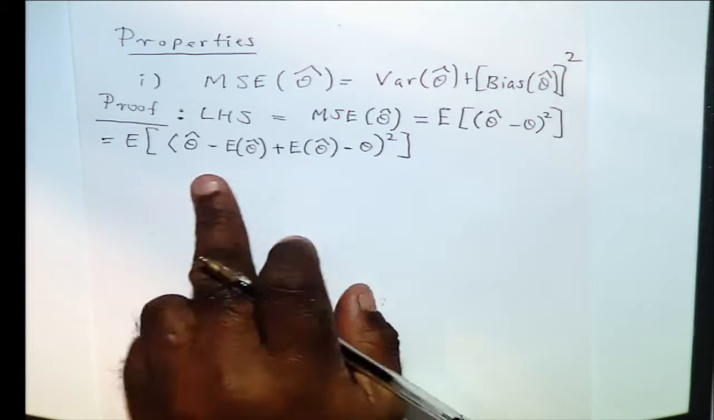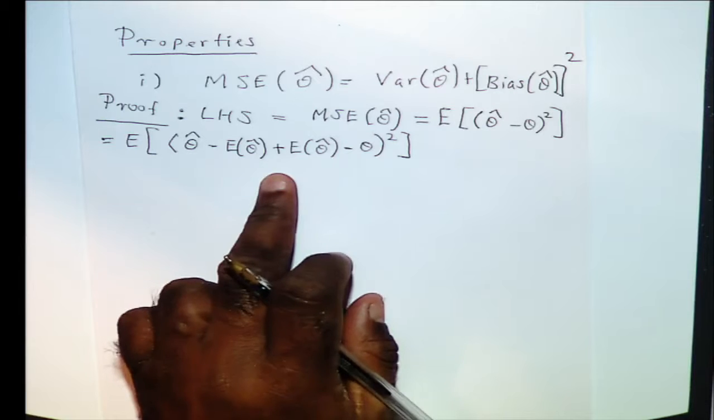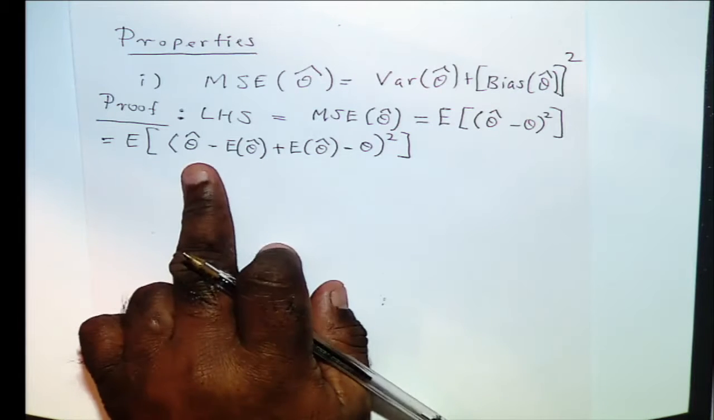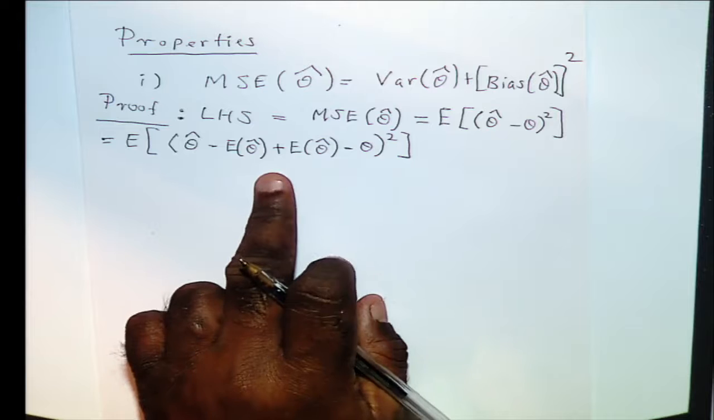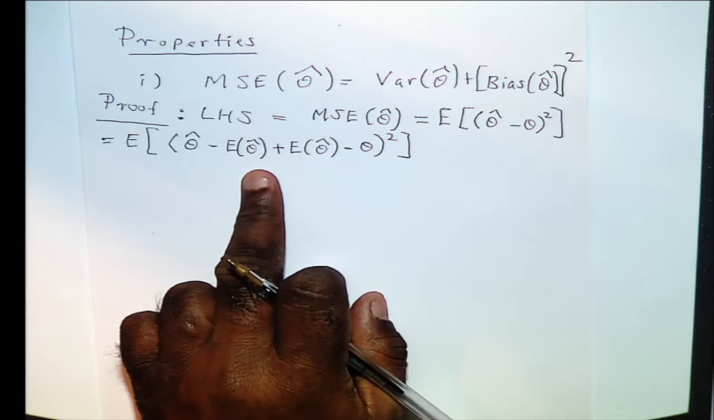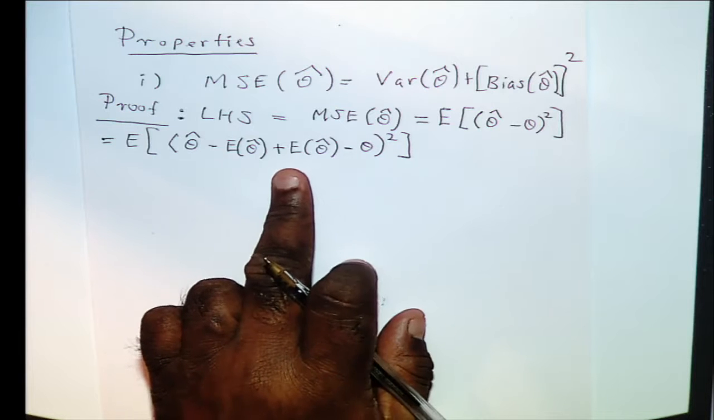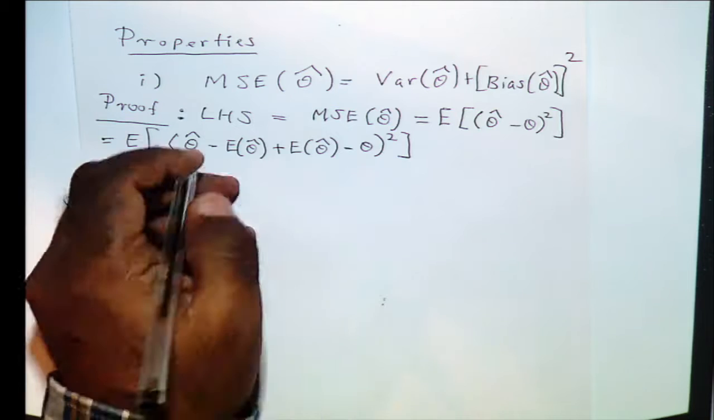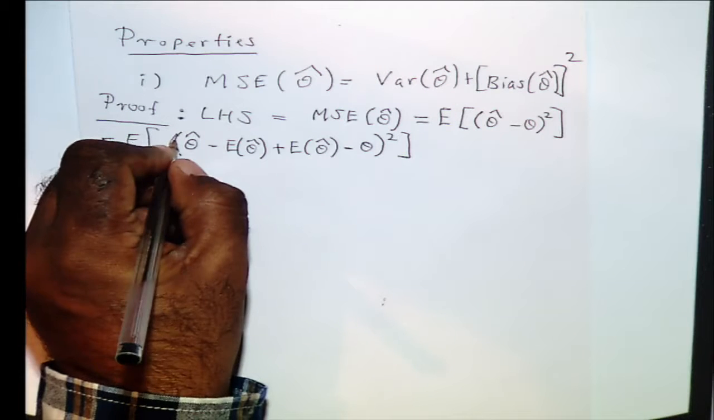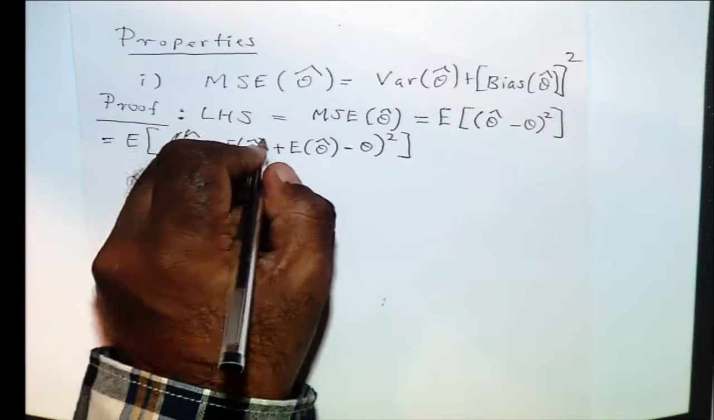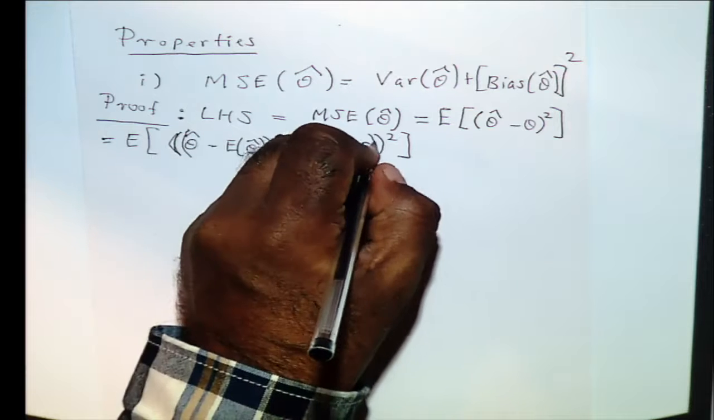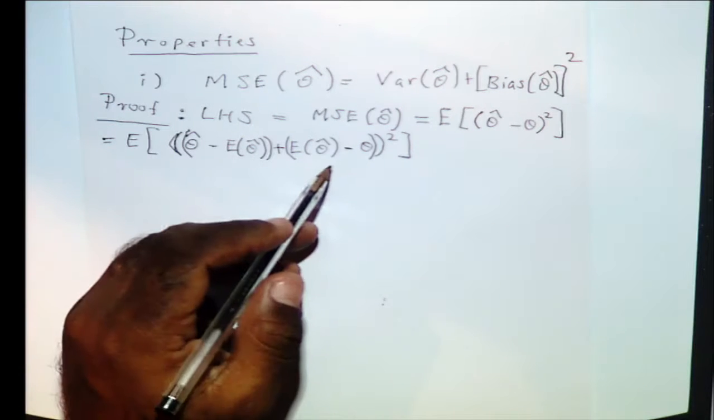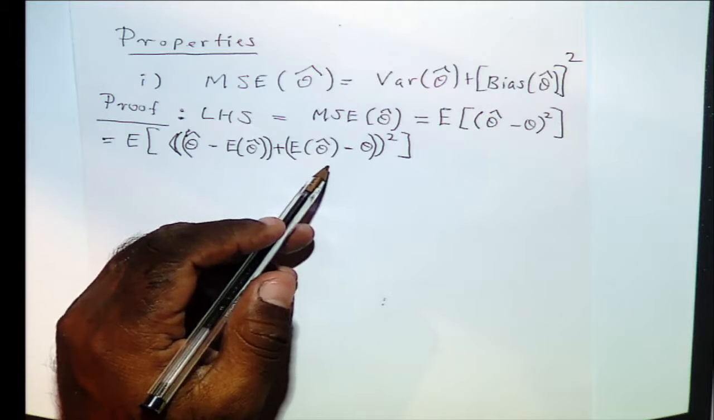Do you see what I've done here? I have written theta hat minus theta, but I have introduced two terms, the minus of the expectation of theta hat and the plus of the expectation of theta hat. So I haven't changed anything. Okay? Now, I'm going to put a bracket around the first two terms and a bracket around the second two terms, right?